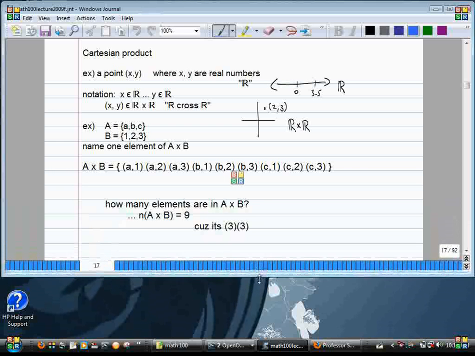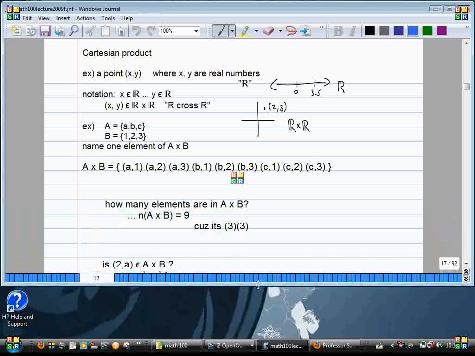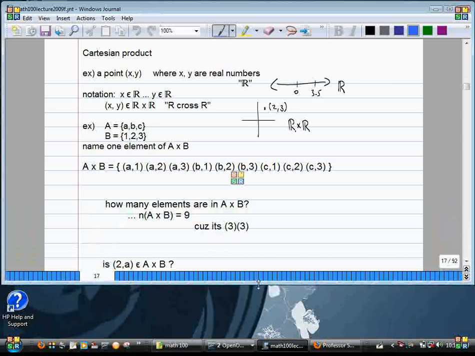Okay. Now, is the element 2 comma A, is that an element of A cross B? Just flip it around, exactly. So the question is, if you just flip it around, is that the same thing or is that a different thing?